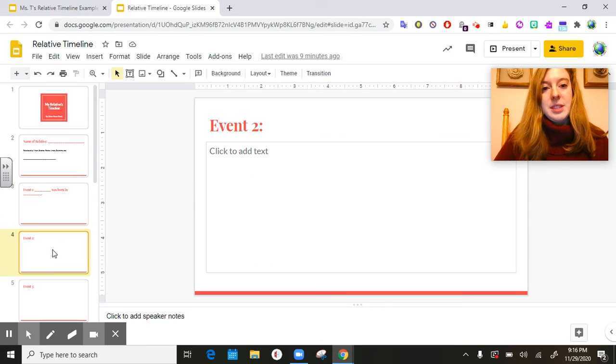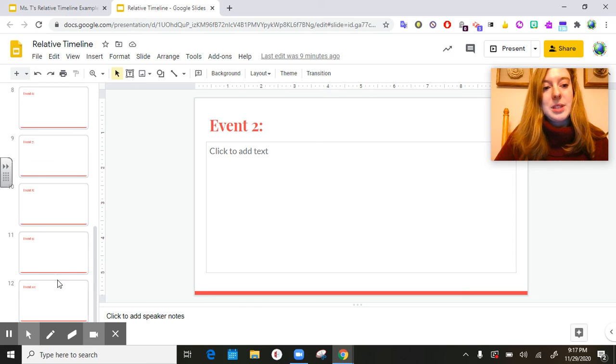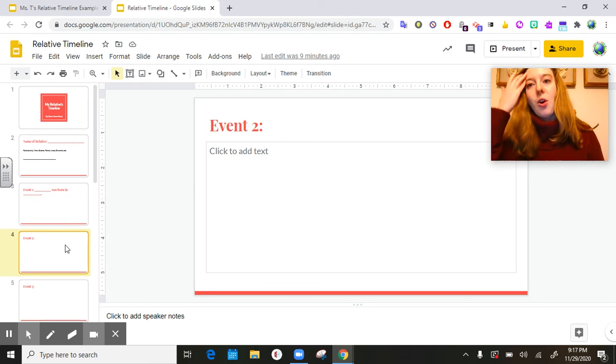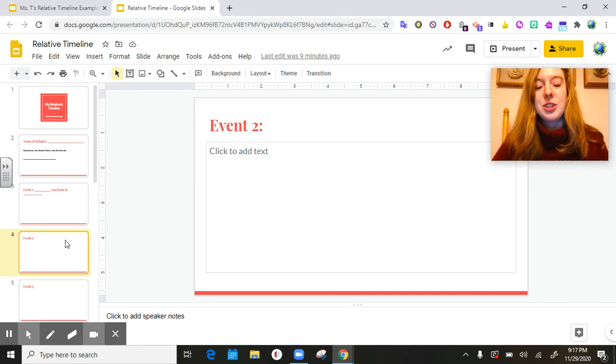And then here you'll see event 2, 3 to 10. So you can write whatever you want for the events, and all of the events need pictures, and you must use the vocabulary that we learned yesterday. If you have any questions, just let me know. I think this should be a pretty easy project, except for the verbs in the past tense, you have to make sure you look at our notes.